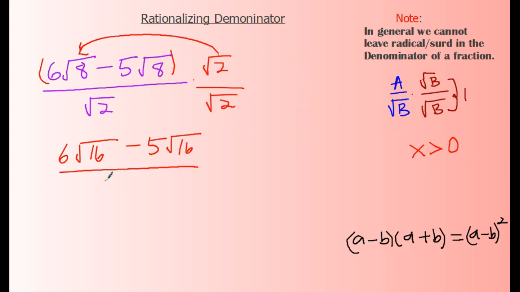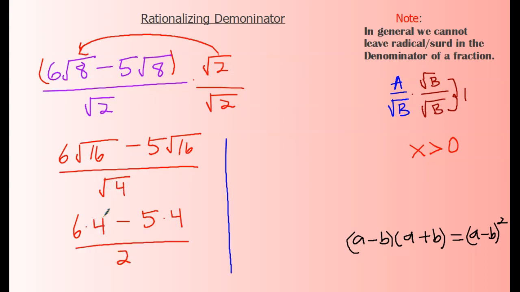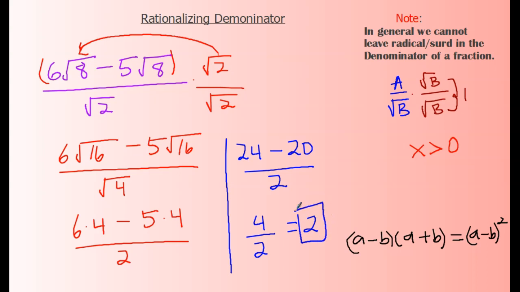4 times 4 gives us square root of 16, which is 4. We get 6 times 4 minus 5 times 4. And square root of 4 is 2. Here gives us 24 minus 20 all over 2. And we get 4 over 2. And that gives us 2 as a final answer.